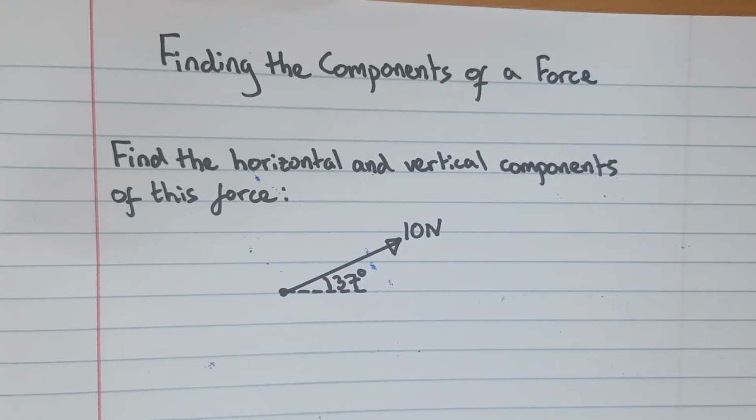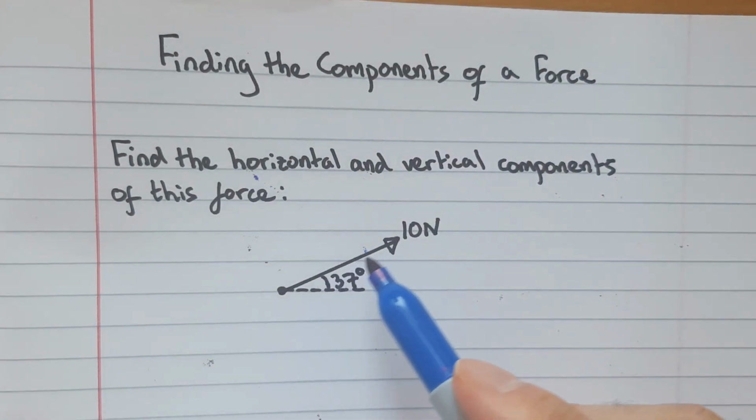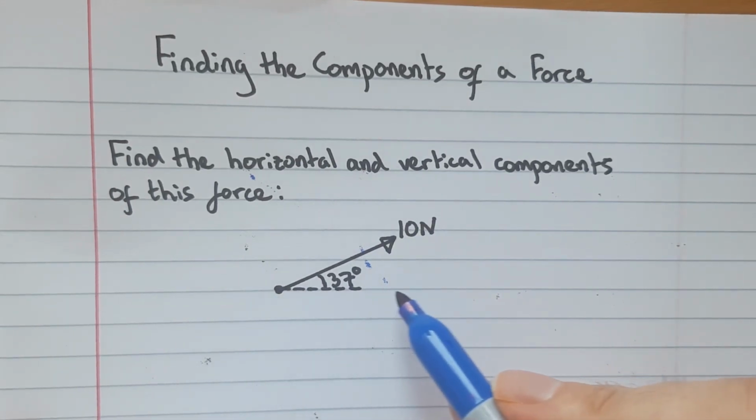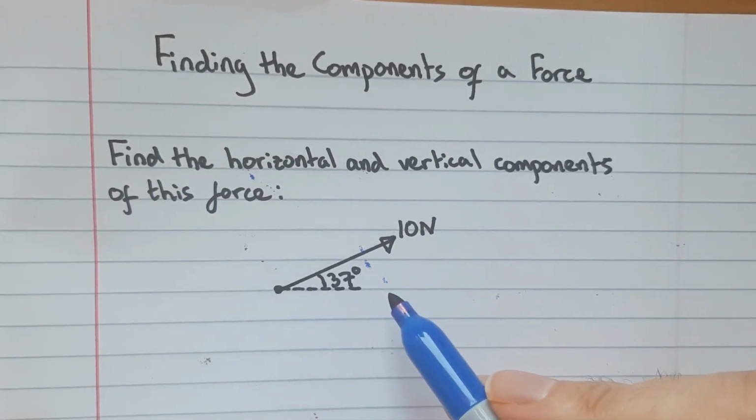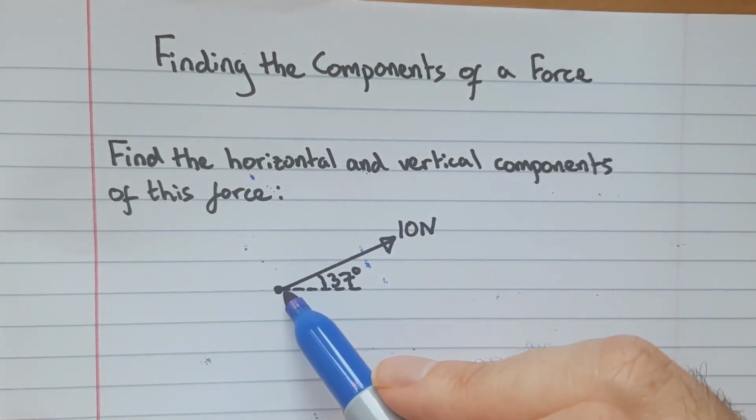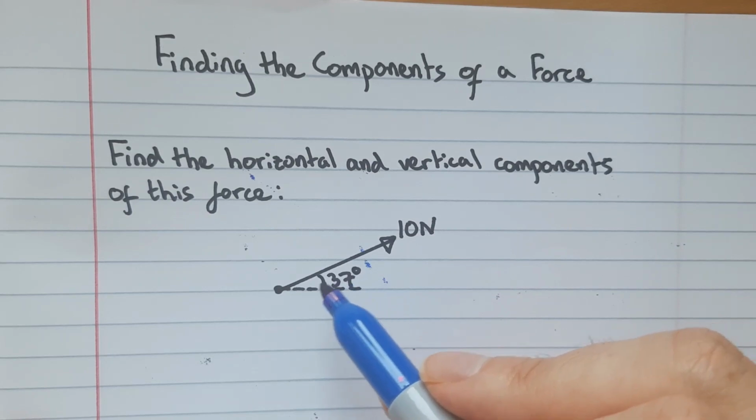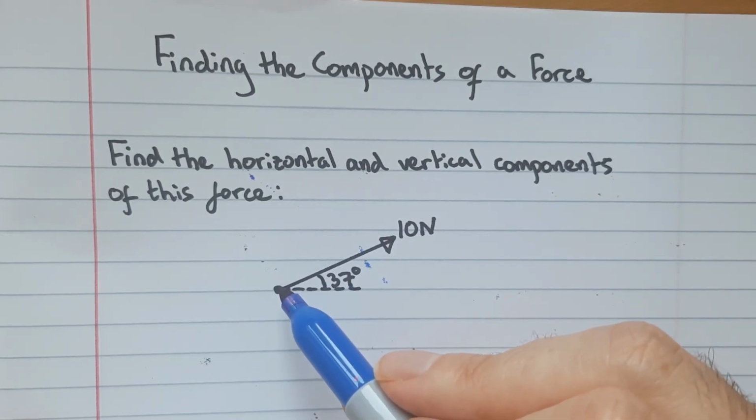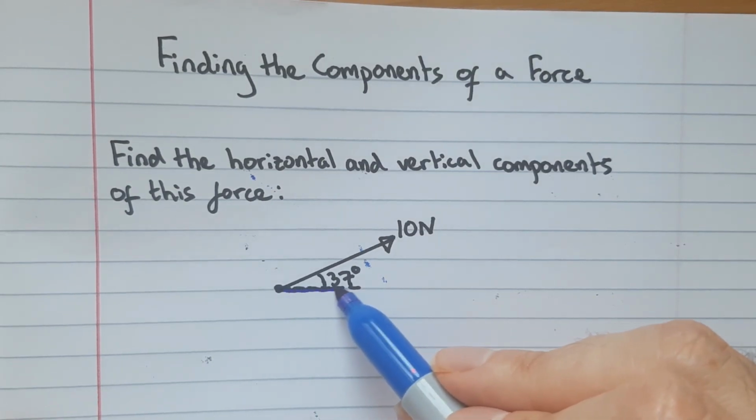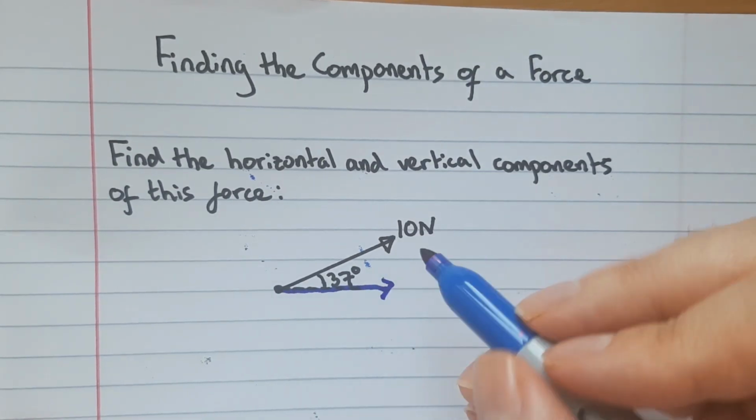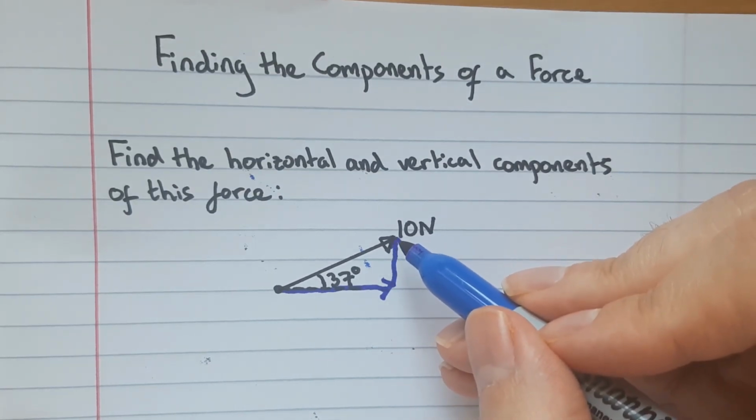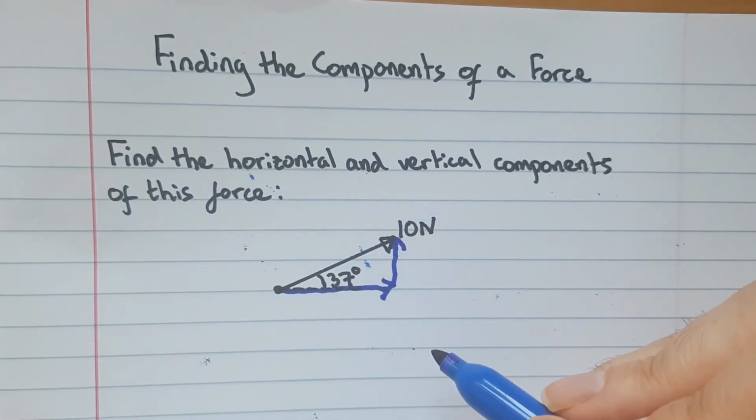So what we're going to say is this 10 Newton force could be achieved by having a horizontal force, a force to the right, and a vertical force, in this case a force up. Imagine you're going on a journey. Imagine you wanted to travel 10 meters from here to here. You could instead go this distance to the right, followed by this distance up, and you would achieve the same thing. Forces work in exactly the same way.